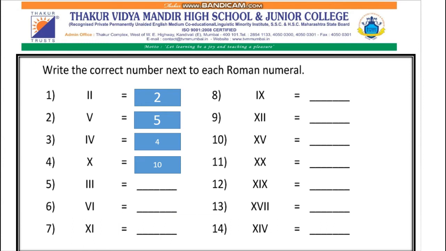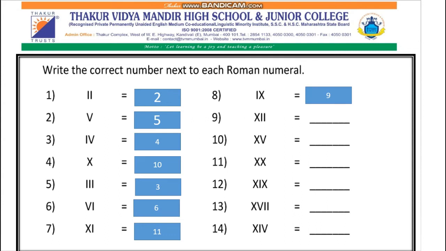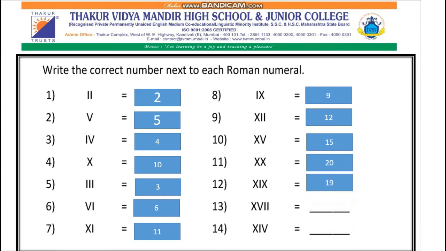Good, good. Next is III is 3. VI is 6. XI is 11. Everybody got all correct answers. Good. Next is IX stands for 9. XII is 12. XV is 15. XX is 20. XIX is 19. XVII is 17. And XIV is 14. Very good, children. All must have got correct answers.